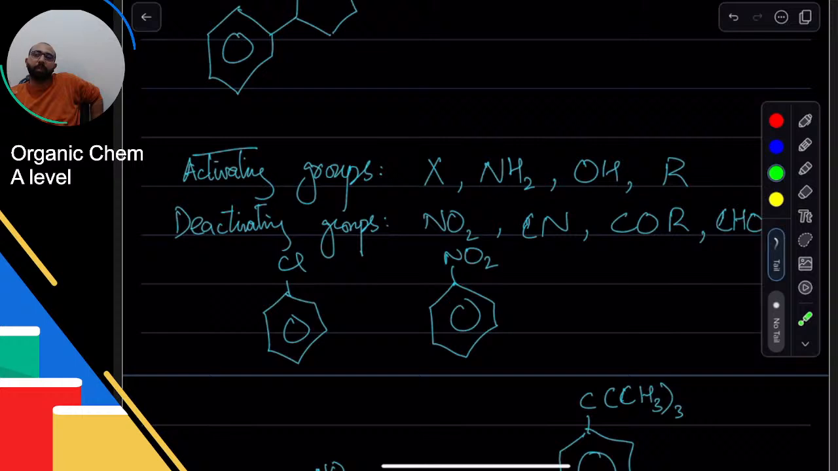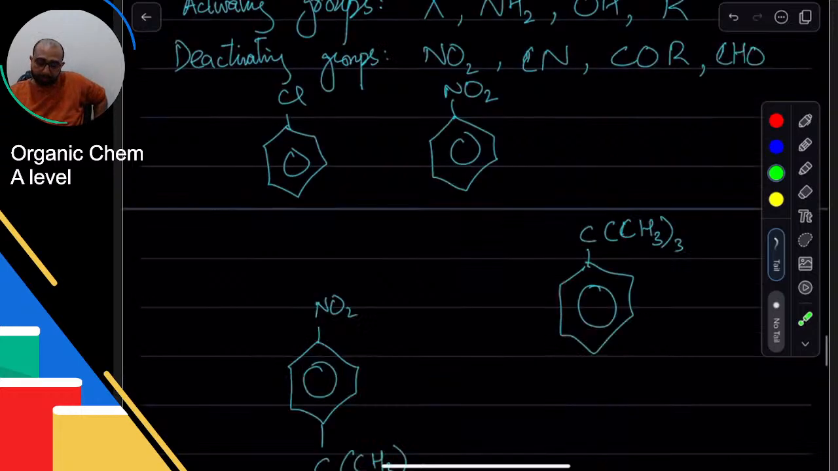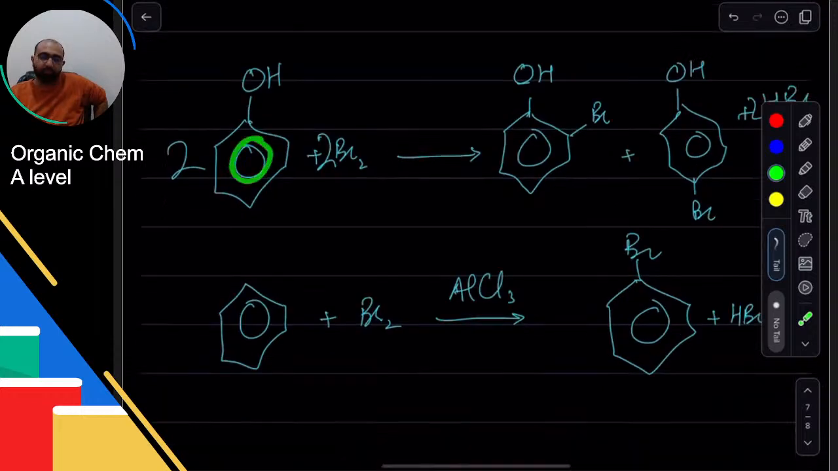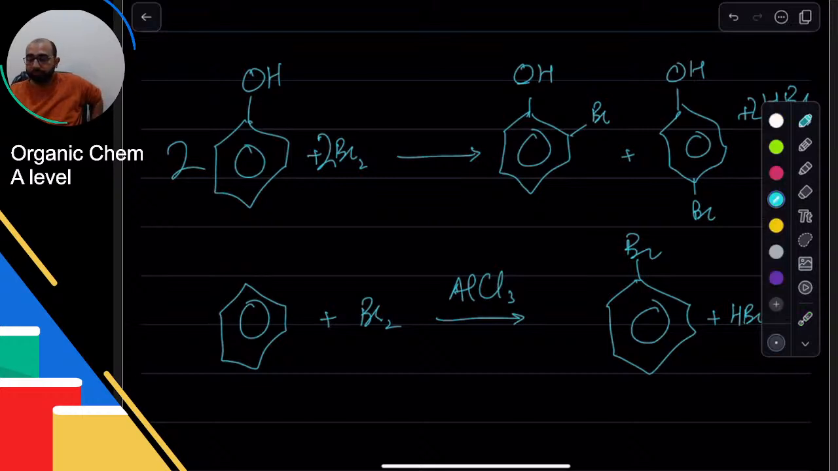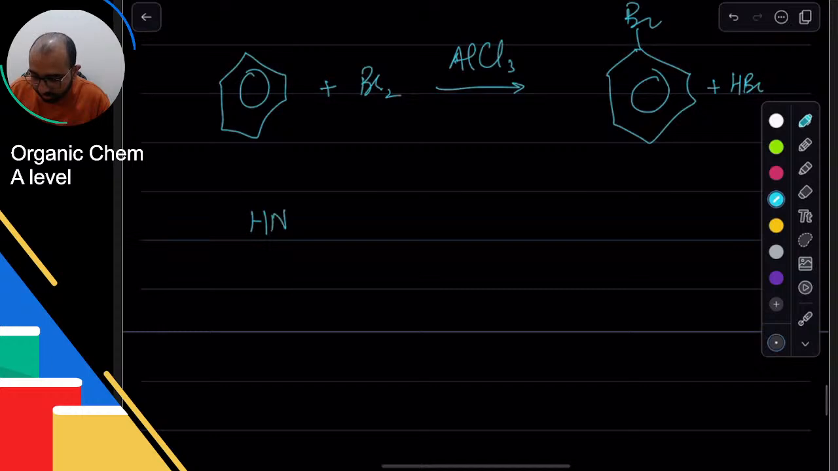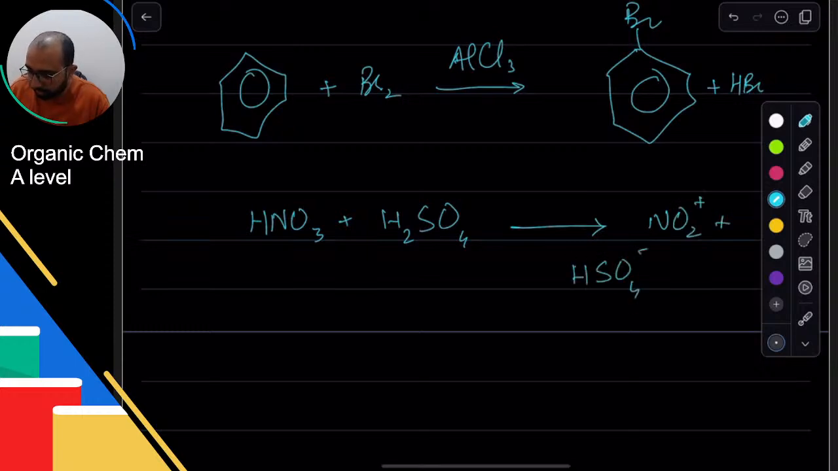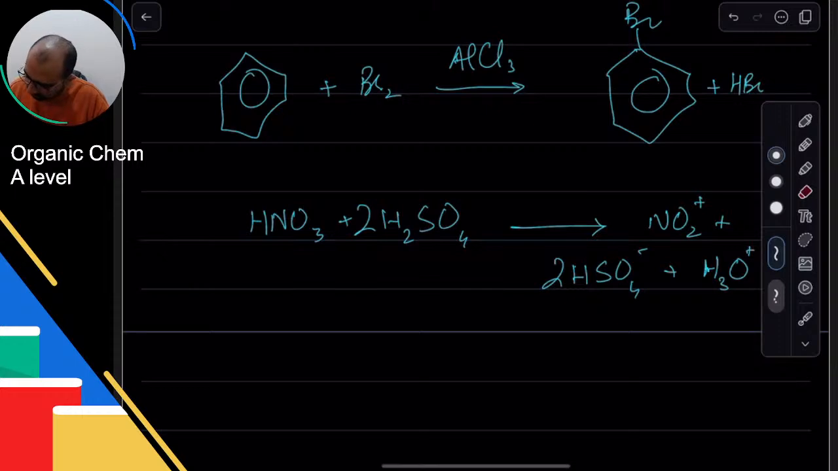It's very hard to make nitric acid behave like a base if you don't have H2SO4. So that's why, despite being more activated, this is still not powerful enough to create nitro out of nitric acid. So for that, we will need to first react HNO3 with H2SO4 and then get nitro plus HSO4 minus plus H3O plus. तो हमें water चाहिए. Water will obviously create होके खत्म हो जाएगा.